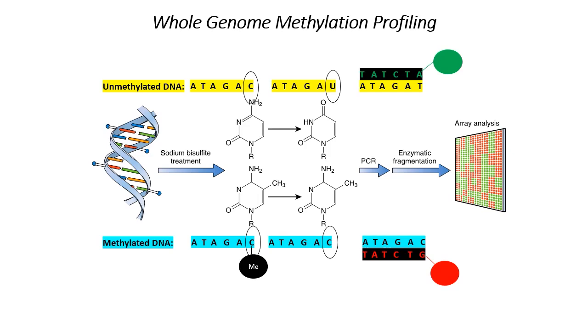Following hybridization and single base extension, the relative proportion of methylated to unmethylated DNA is calculated based on the fluorescence intensity of each fluorophore. This technique is used for the detection of MGMT promoter hypermethylation in glioblastoma.